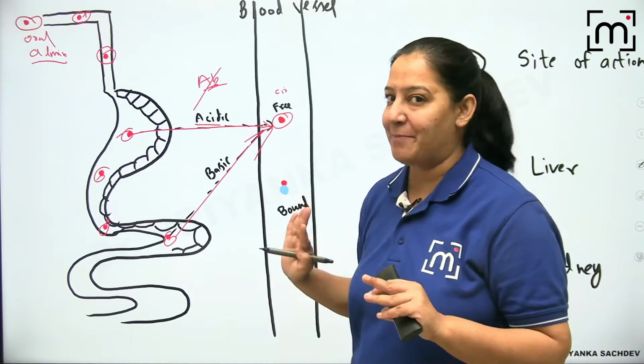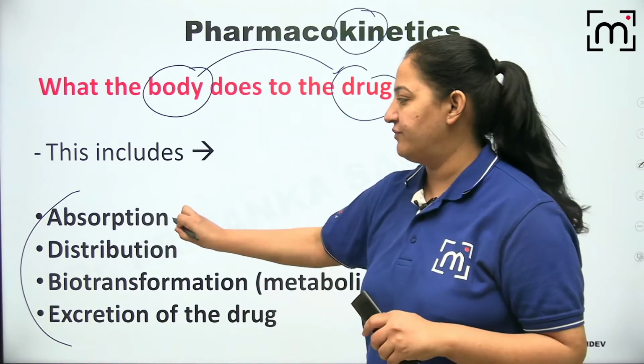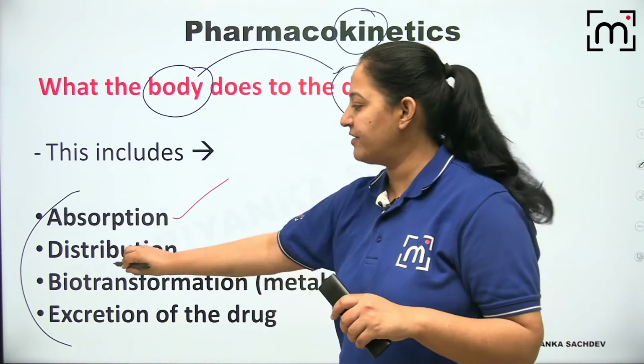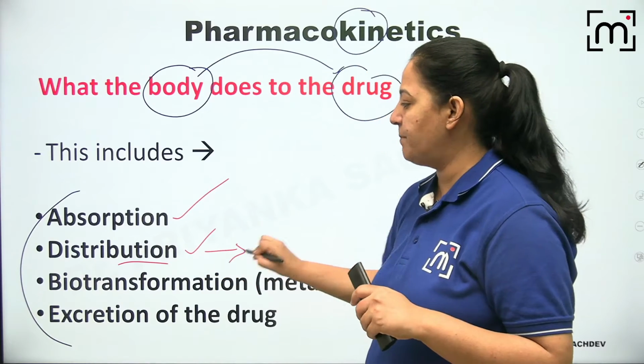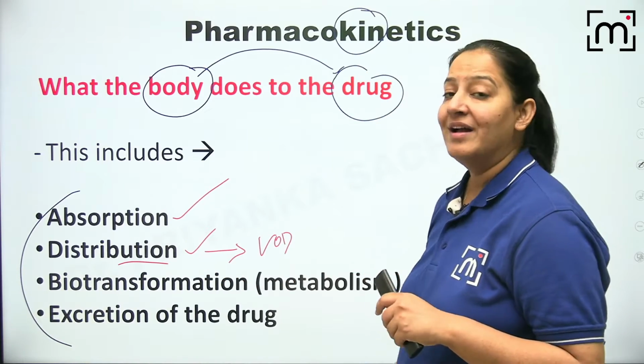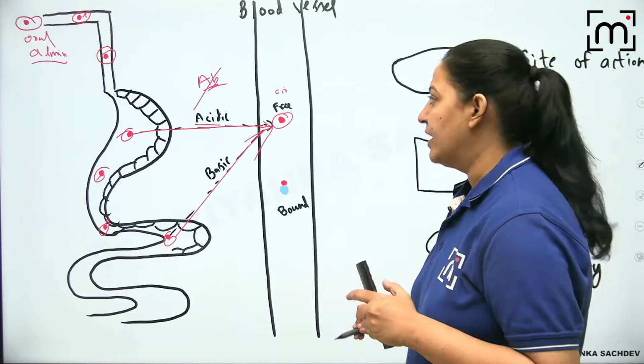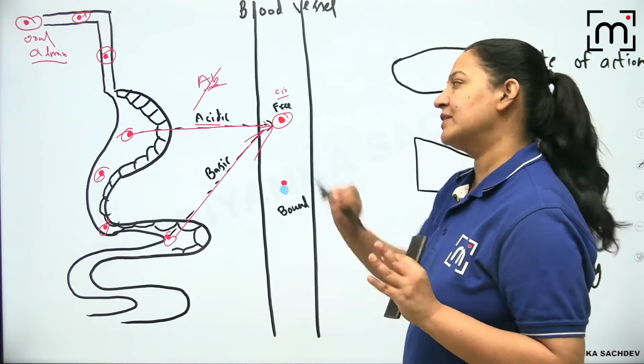We have already finished chapter 1. Chapter 1 was absorption. We have already completed it. Now, today's chapter is distribution, in which the most important topic is volume of distribution, that I am going to teach you. Now, the drug is already in circulation. The drug is already in the blood.